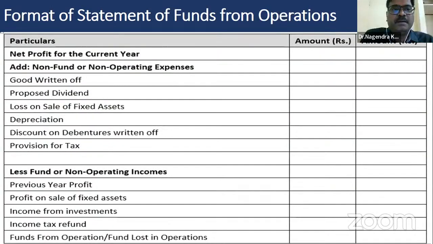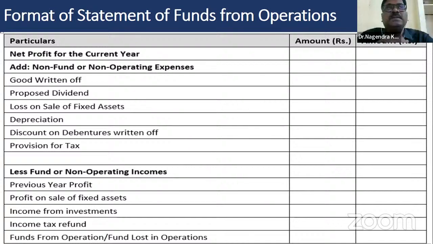In the second stage, I already told that we have to make adjustments for non-current assets and non-current liabilities, that is fixed assets or long-term assets, whether the funds have been raised or whether the funds have been utilized. After preparing that, we have to make adjustments for non-fund and non-operating expenses. See, as we follow the accrual principle of accounting, the profit that we calculated for the period also includes some non-cash expenditures and non-operating expenses also. So we have to exclude those for the purpose of calculating funds from operations.